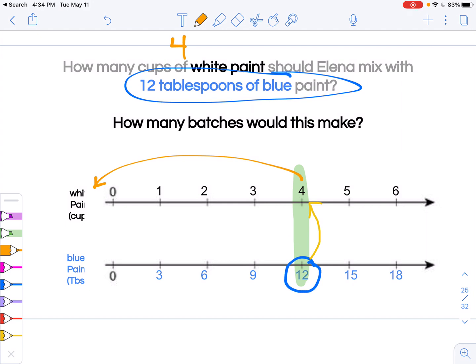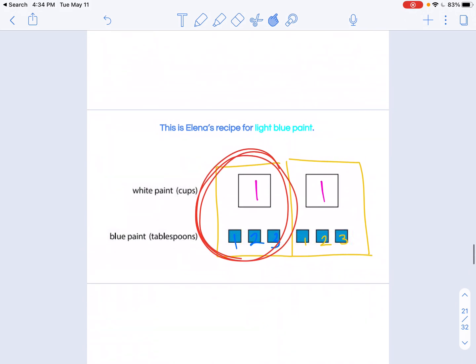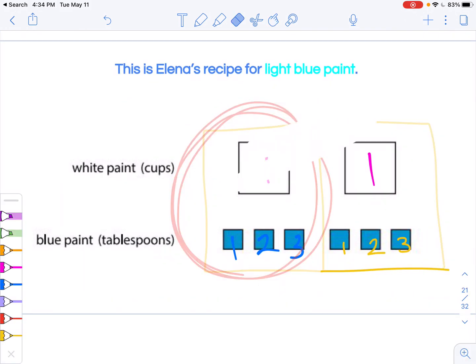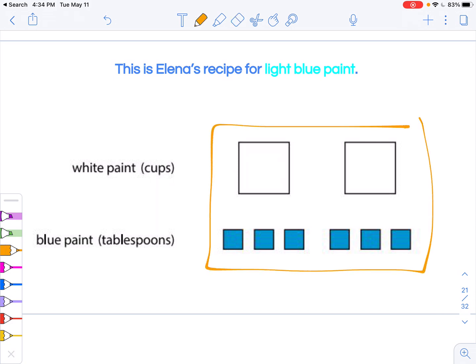How many batches does it make? This is a good question, and this one's a little bit trickier. It feels like the answer should be 4, but I don't think it is. Remember, if we go back to the original problem, this is her recipe for light blue paint. She needed 2 cups of white and 6 tablespoons of blue paint to make 1 batch, to make enough paint, right? If she used less white and less blue, she might not have enough.